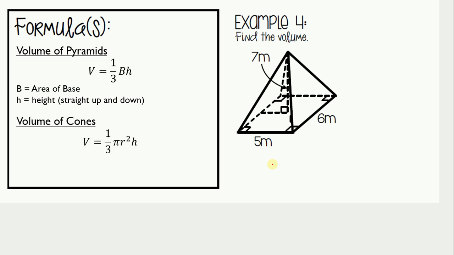You need to have it from the tip top of the pyramid dropping to the base. Volume of a cone, same formula. Pi r squared is just the area of the base, however, it's easier to remember: 1/3 pi r squared times my height.